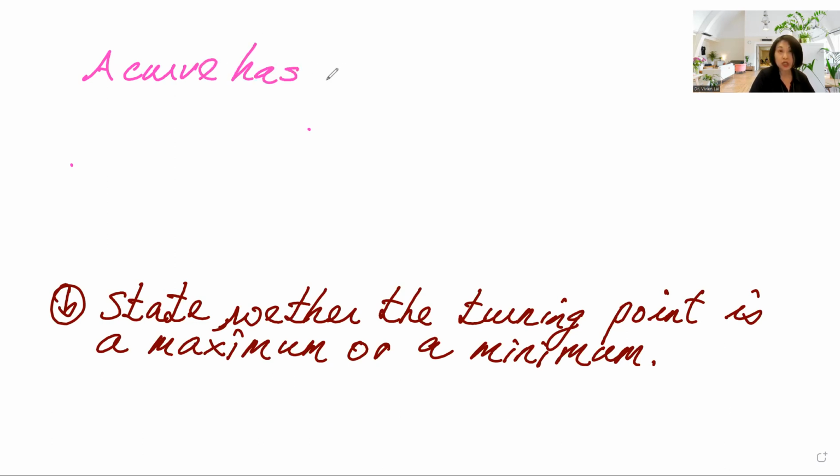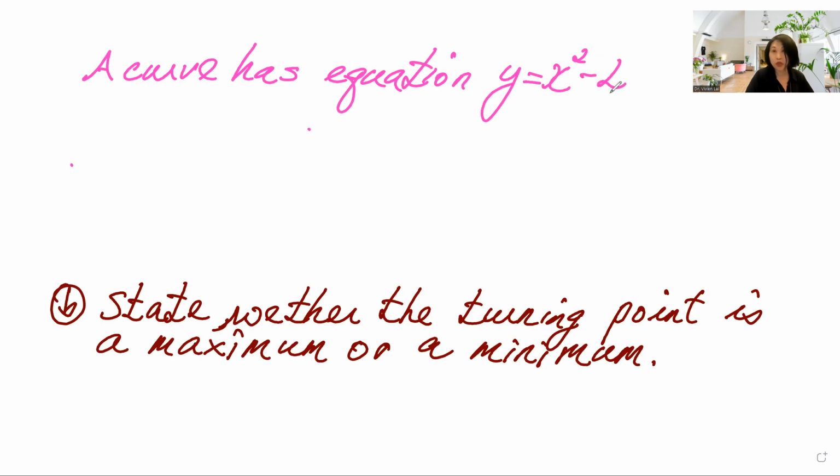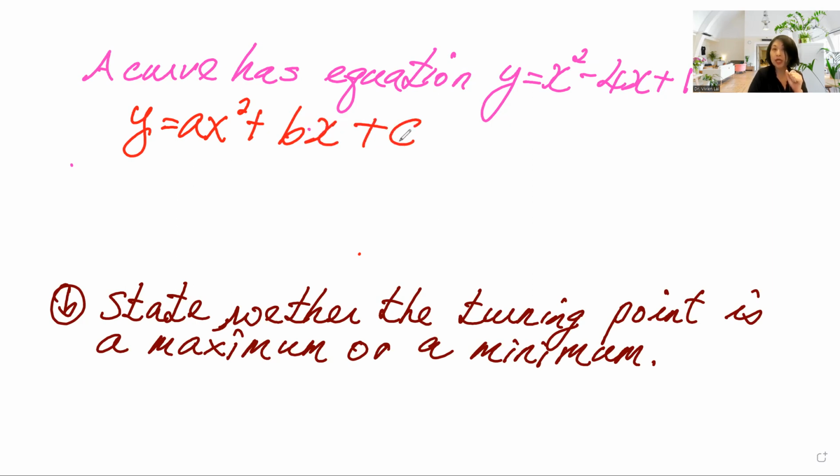Remember, we said we have a curve, the equation, the original question. A curve has equation y equal to x squared minus 4x plus 1. So remember what I said? This is a quadratic equation. Degree 2 is a quadratic equation. The standard quadratic equation in the standard form is y equal to ax squared plus bx plus c, okay?